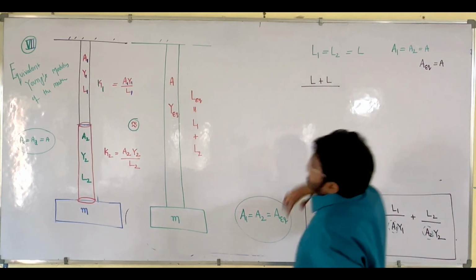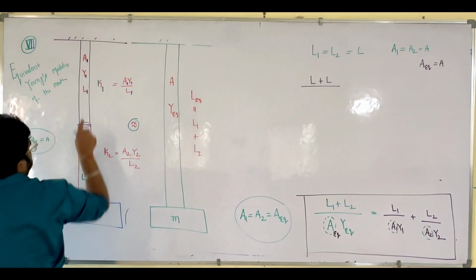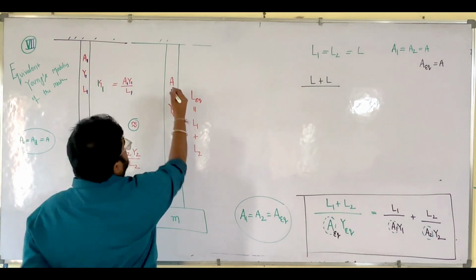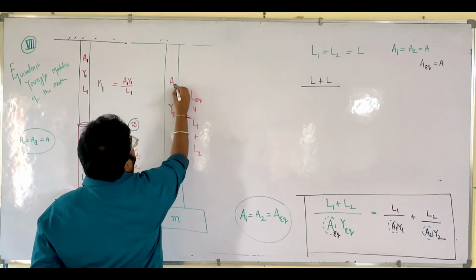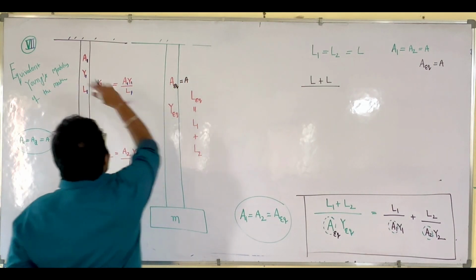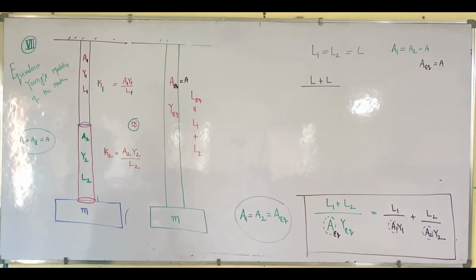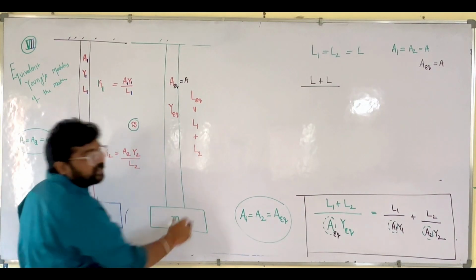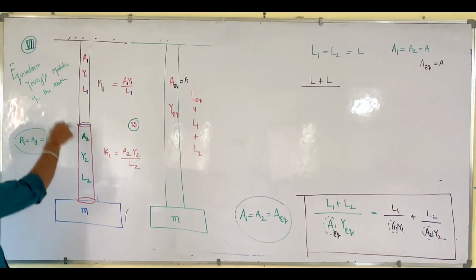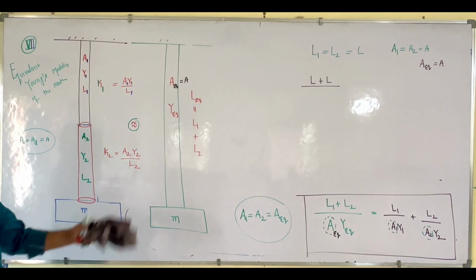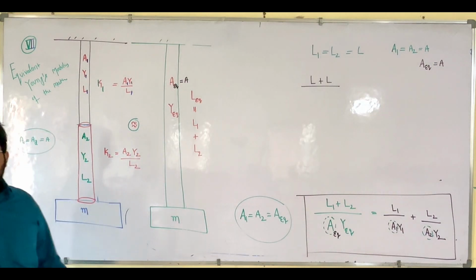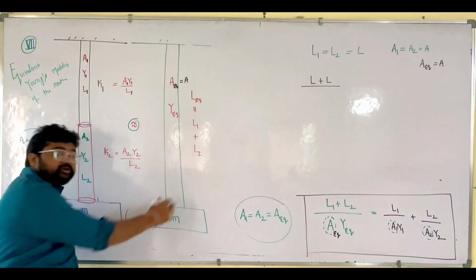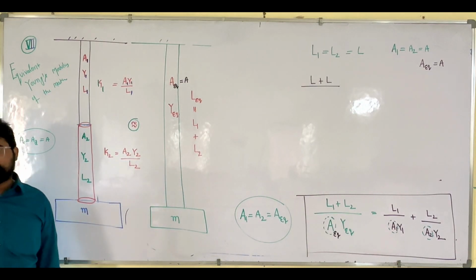So in this case, see here, A1, A2 both have the same area of cross section. A equivalent is also equal to A. But the length will be added up. Then we can say this is the equivalent rod for the combination of these two rods. This is the equivalent system for this particular system.